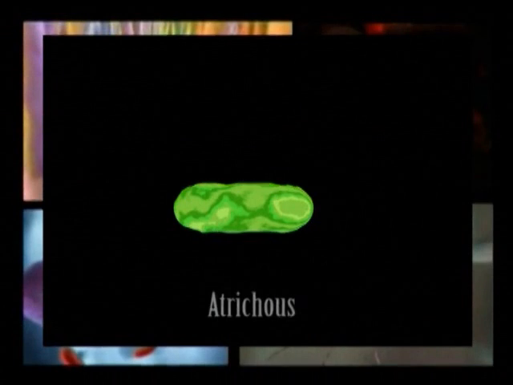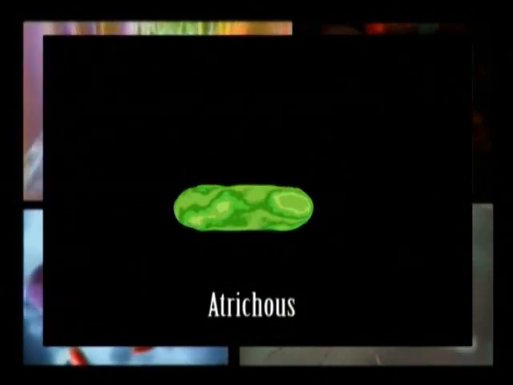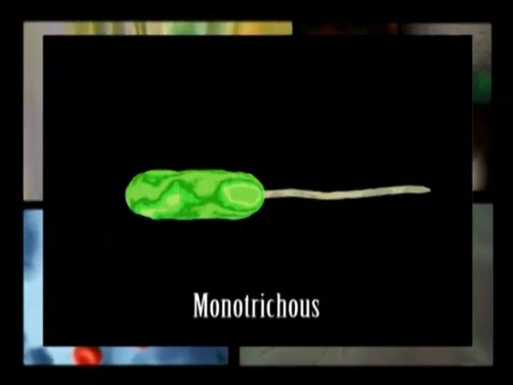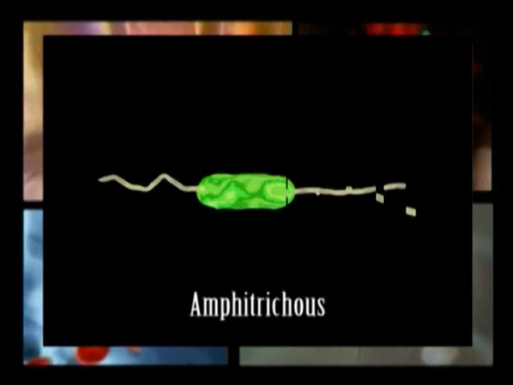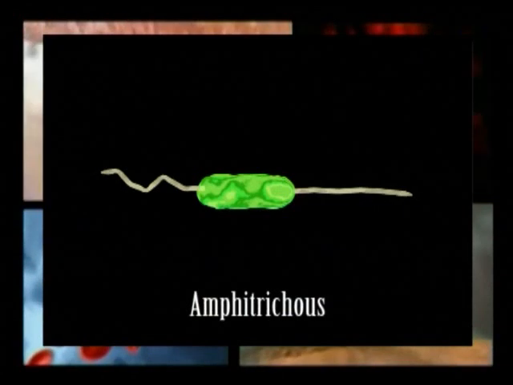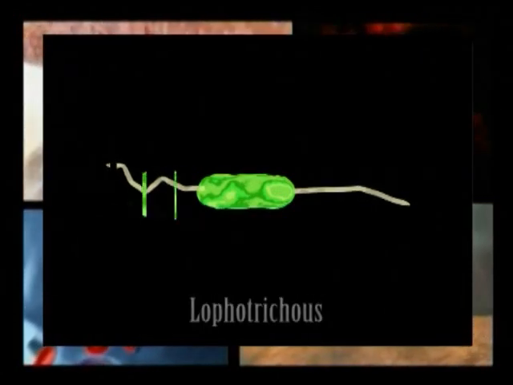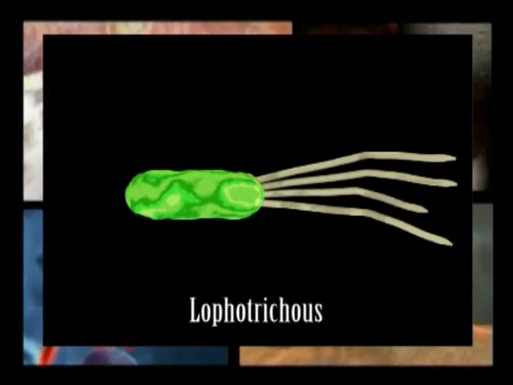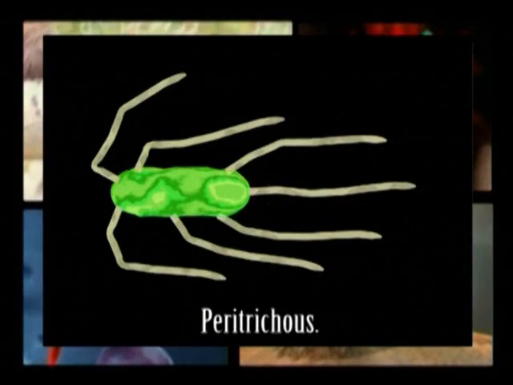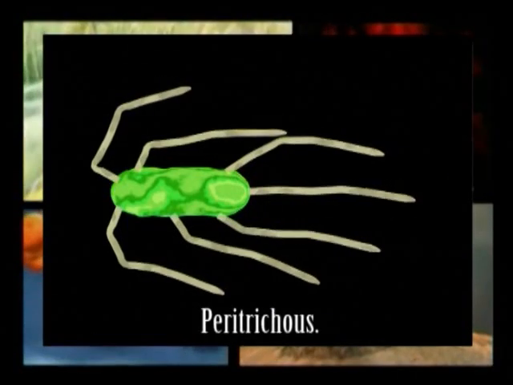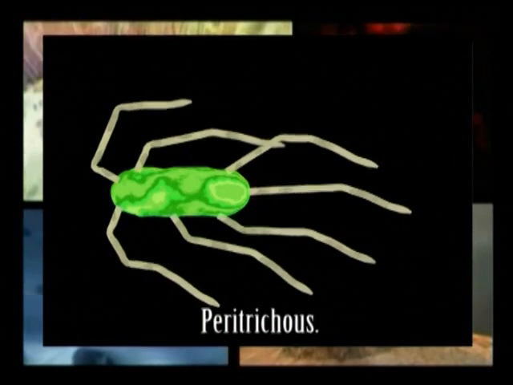On the basis of position of flagella on their body, they are classified as atrichous, that is without flagella, monotrichous, one flagellum at one end of the bacterial cell, amphitrichous, one or more flagella at both the ends, cephalotrichous, two or more flagella at one end only, lophotrichous, tuft of flagella at one or both the ends, and peritrichous, flagella are evenly distributed throughout the surface of the cell.